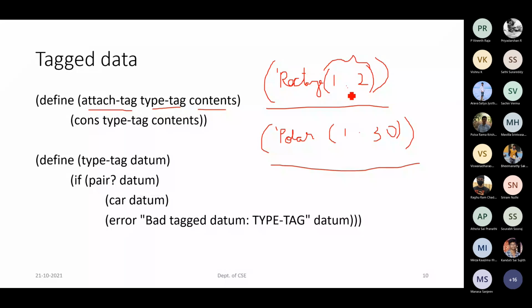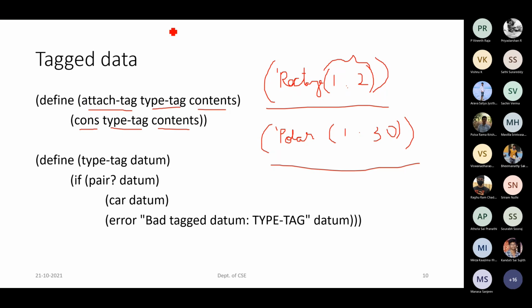If it is in the rectangle form, what is the real number, and what is the complex number. So the entire complex number is what is meant by the contents. So what we are doing is constructing it once again. Since we have only two contents, we will use only the constructor, that is cons. So with cons, we are attaching the tag onto the contents.